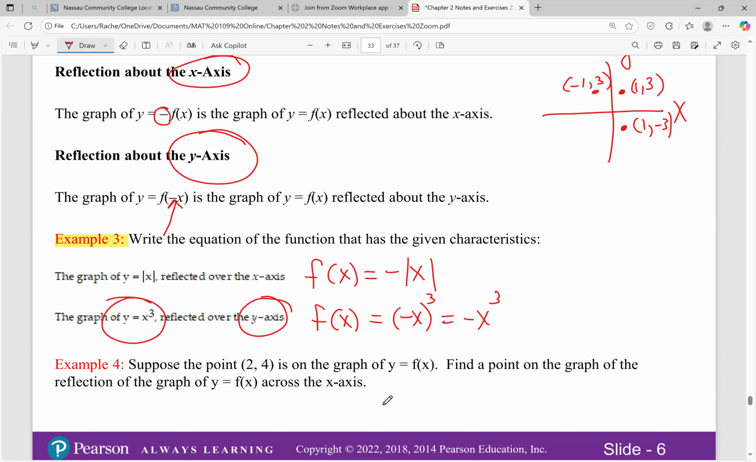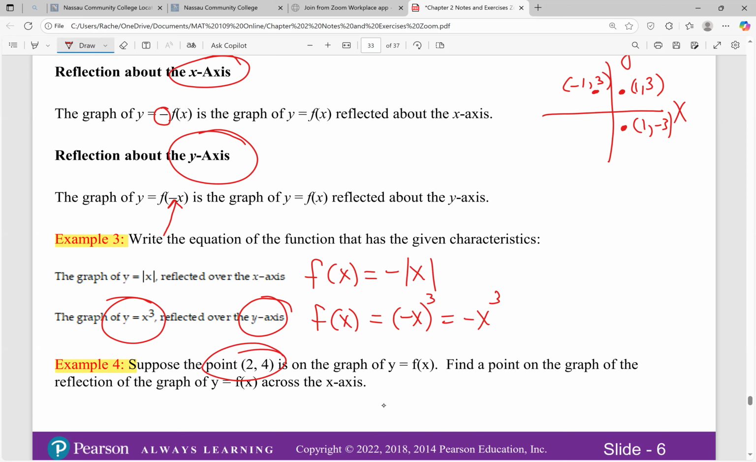So let's do one more example involving reflection. So look at example 4. Suppose the point (2, 4) is on the graph of y equals f of x. Find a point on the graph of the reflection of the graph of y equals f of x across the x-axis. So I don't have an equation, I don't have a picture of f of x, but I do know it contains the point (2, 4).